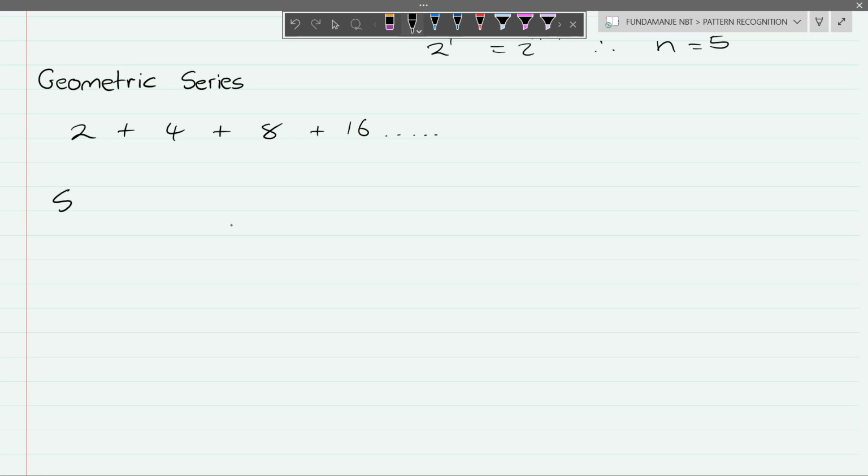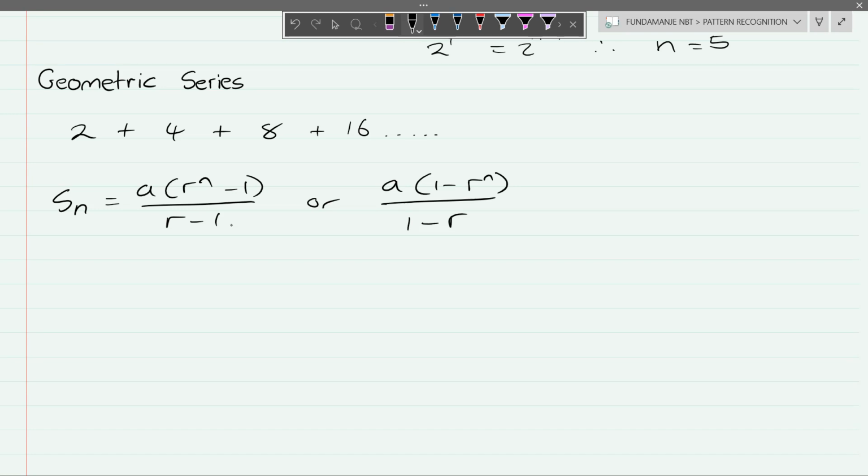Now the sum formula, or the series formula, will be A r to the power of n minus 1 over r minus 1, or you can have it as A 1 minus r to the power of n over 1 minus r. It just depends on which formula you prefer to work with. Some prefer to work with this one when r is a value such as a fraction, but some others prefer to work with this one when r is greater than 1. But you still get the same answers out of both of them. And there isn't anything too complicated.